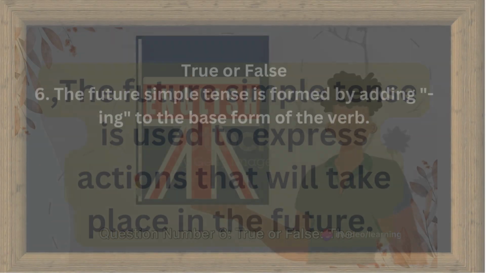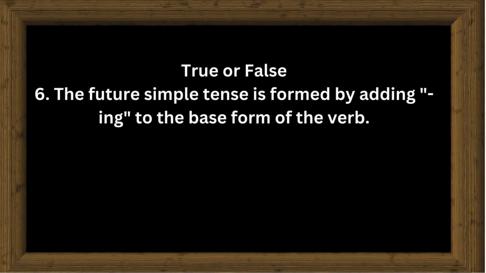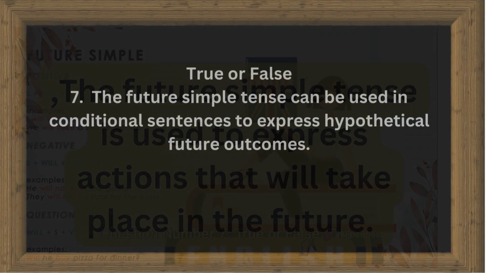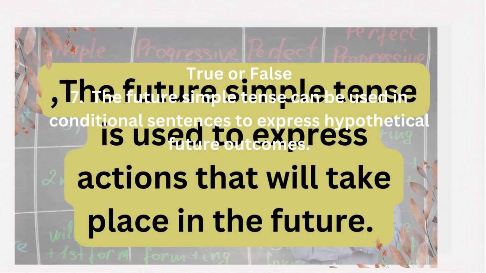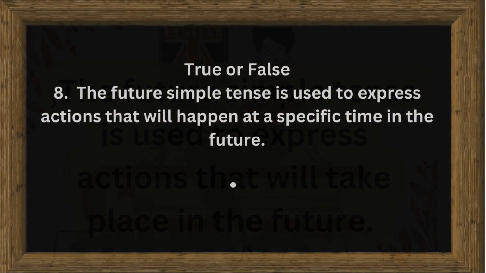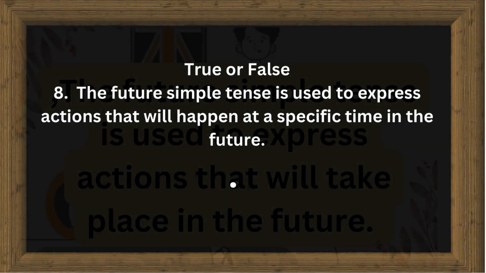Question number 6. True or false? The future simple tense is formed by adding ing to the base form of the verb. Question number 7. True or false? The future simple tense can be used in conditional sentences to express hypothetical future outcomes. Question number 8. True or false? The future simple tense is used to express actions that will happen at a specific time in the future.